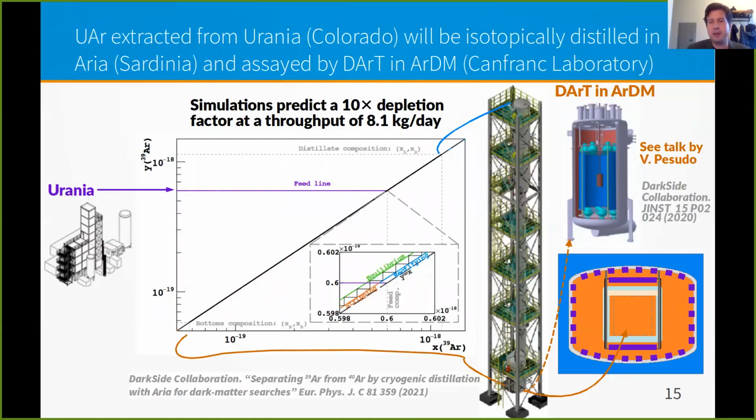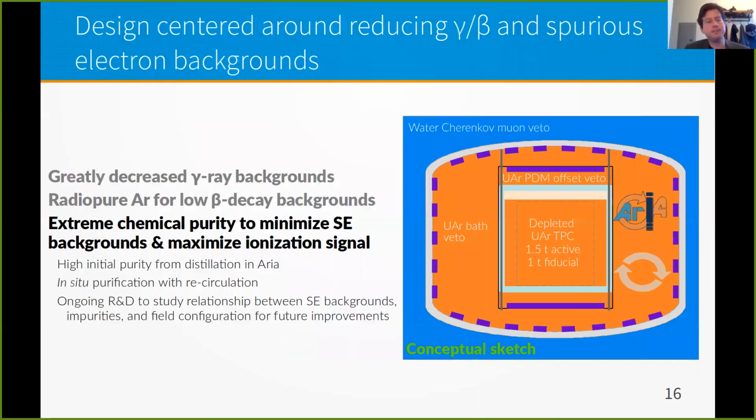This is a 350 meter tall cryogenic distillation column, and the idea is that underground argon extracted from the Urania plant in Cortez, Colorado, will be sent to Sardinia, where it's expected to be depleted by a factor of 10 with a throughput around 8 kilograms per day. The argon will be sent to the detector, and some fraction will also go to the DART facility being deployed in Canfranc Laboratory in Spain to assay and test the argon as it's being produced. So for more information about this, check out the talk by Dr. Vicente Pesudo.